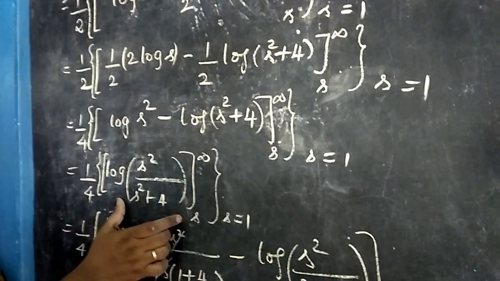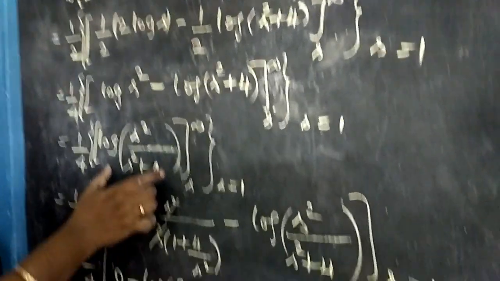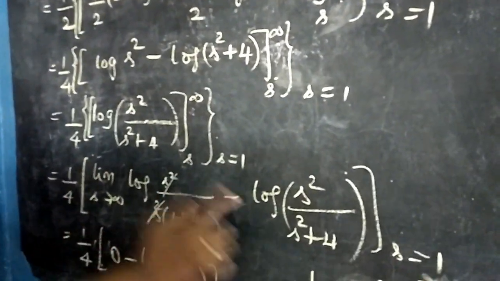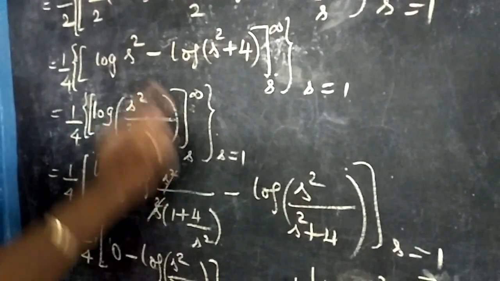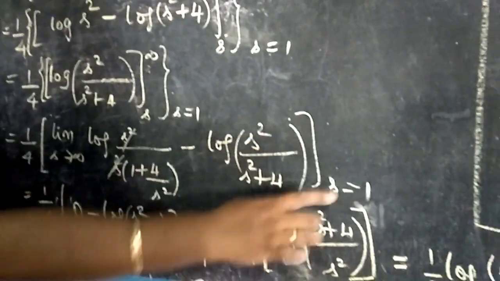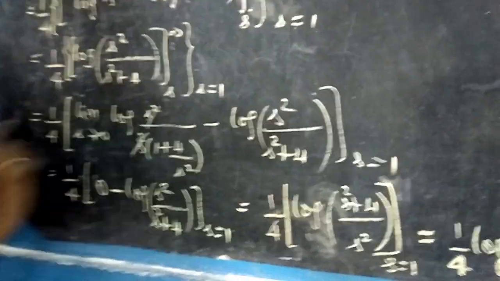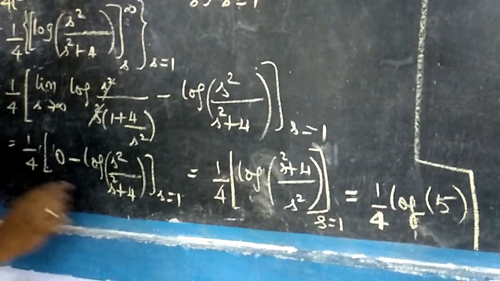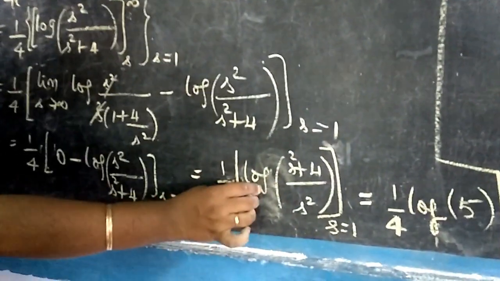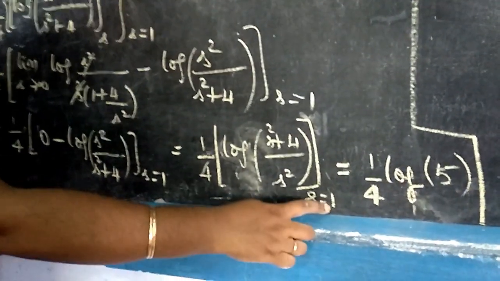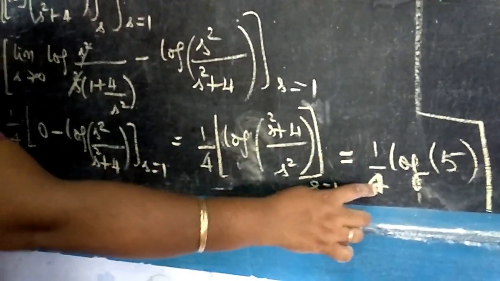On applying the upper limit for s as infinity, this function reduces to this term, minus the lower limit s, so that we have log of s square by s square plus 4 at s equal to 1. When s approaches infinity, this term reduces to 0, and we have 1 by 4 log of s square plus 4 by s square at s equal to 1, which is equivalent to 1 by 4 log of 5.